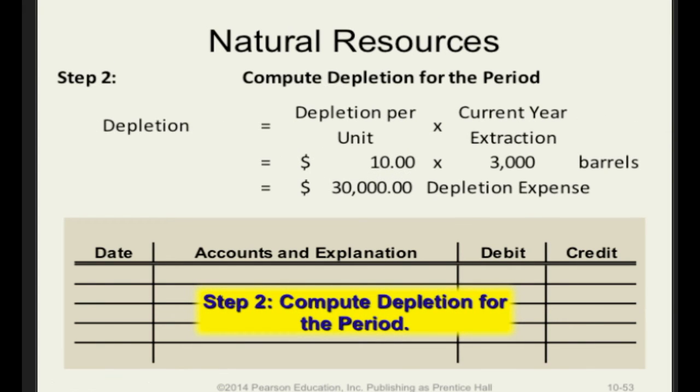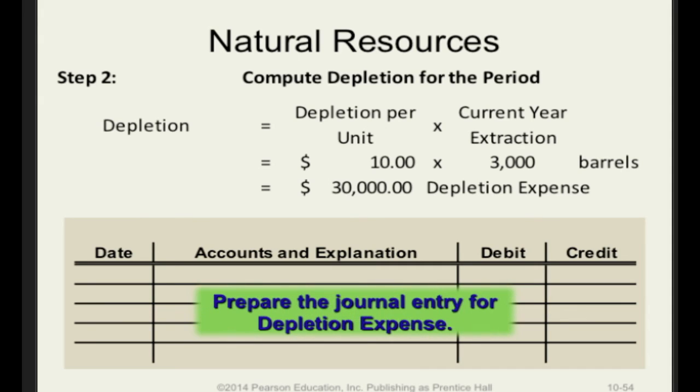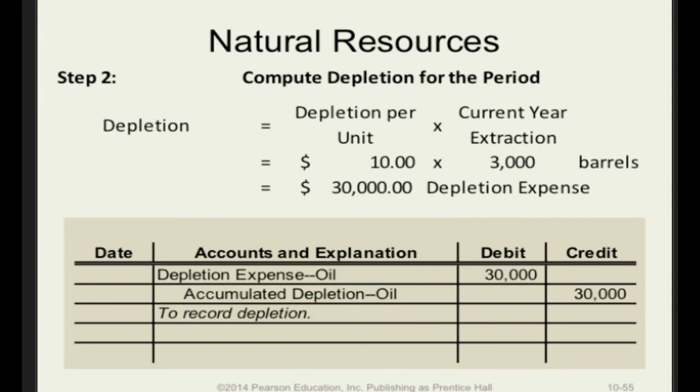In step 2, we will multiply the depletion per barrel of $10 by the number of barrels extracted during the period, 3,000, for a depletion expense of $30,000. Now record the journal entry to record depletion expense. The entry requires a debit to depletion expense for $30,000 and a credit to accumulated depletion for $30,000.